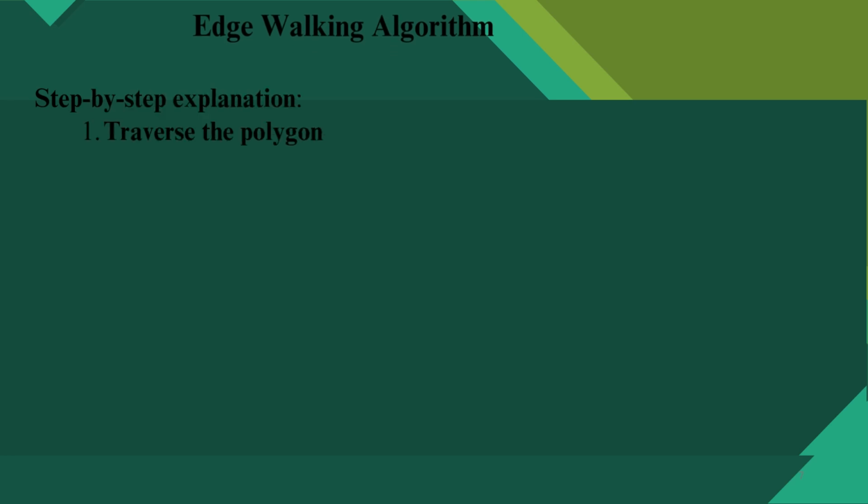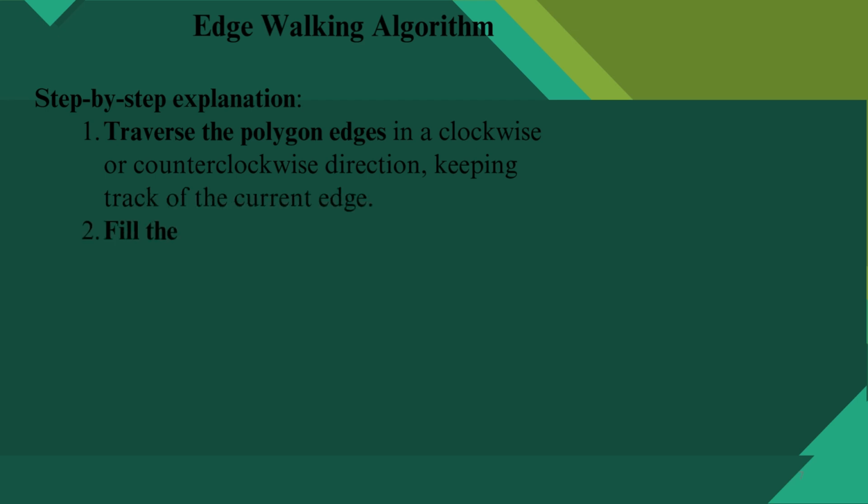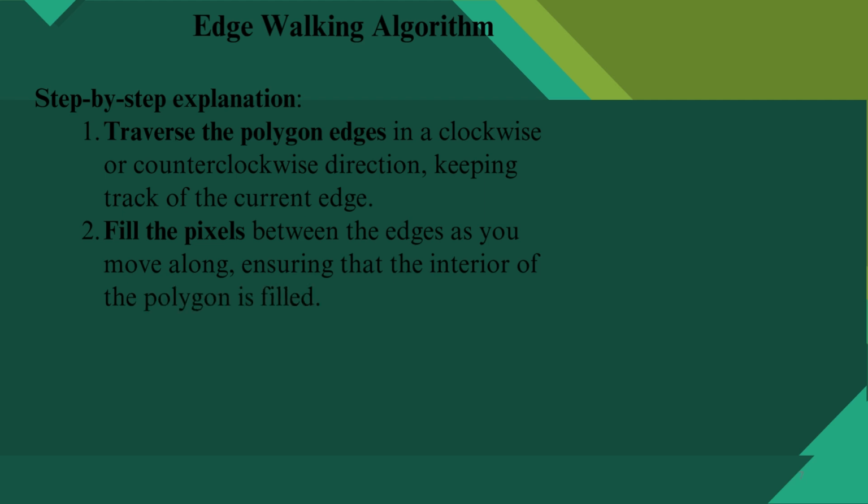Edge walking algorithm. In the edge walking algorithm, first we have to traverse the polygon edges in a clockwise or counterclockwise direction, keeping track of the current edge. Then we have to fill the pixels between the edges as we move along, ensuring that the interior of the polygon is filled.